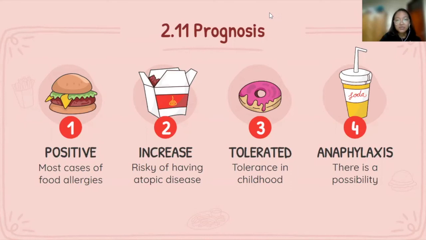As time passes, food allergies during childhood may be tolerated, especially to eggs, milk, wheat, and soy. On the contrary, allergies to nuts and shellfish would be more long-lasting. By school age, approximately 20% of children would have resolved their food allergies. Food allergies not caused by IgE would be resolved within the first year of life. However, in some cases, there is still a possibility for anaphylactic shock to happen.